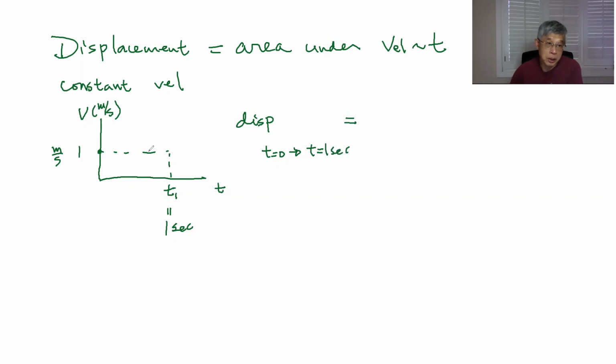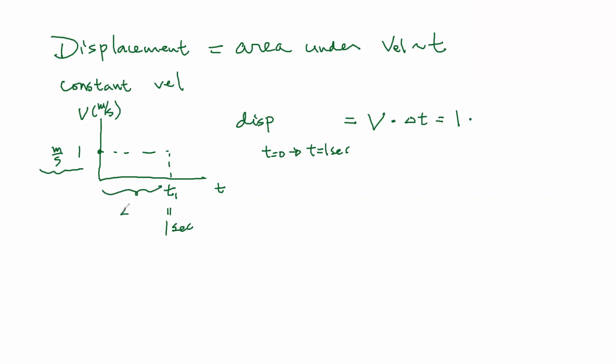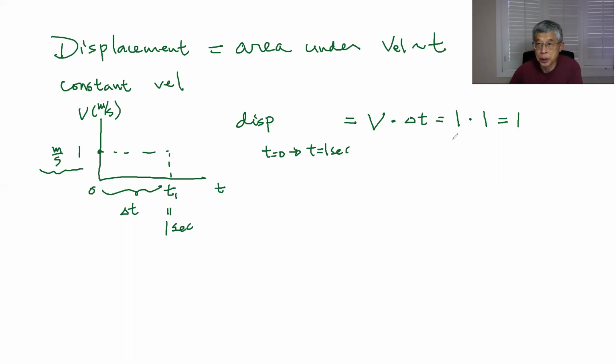That's equal to, since it's a constant, the velocity that you have times the time, right? The delta t that you have, which is then 1. This is your velocity right there, and then times the delta t, which is also 1, because that's 0 and that's 1. So that's equal to 1, and the unit is going to be meter per second times second, so that's going to be in meter. Okay, so that's your displacement.